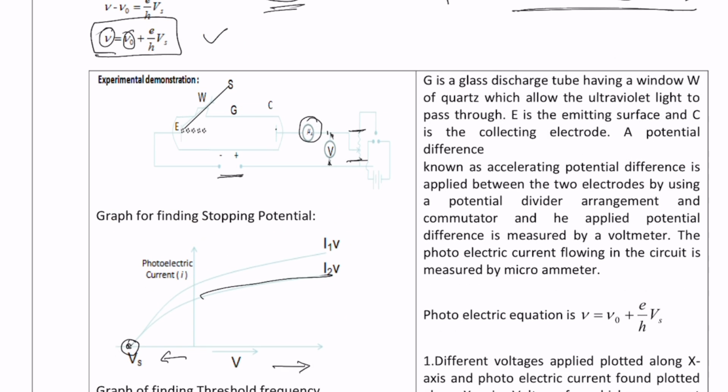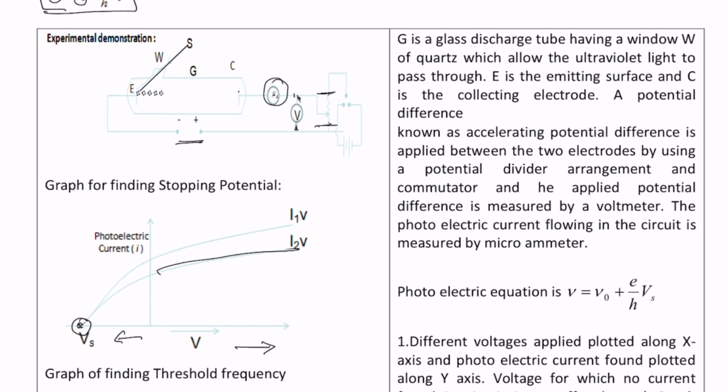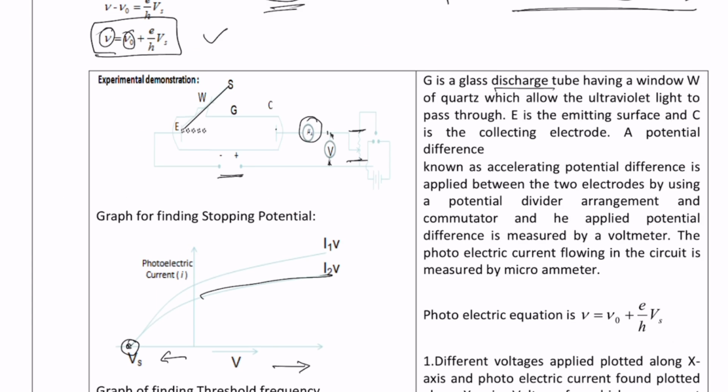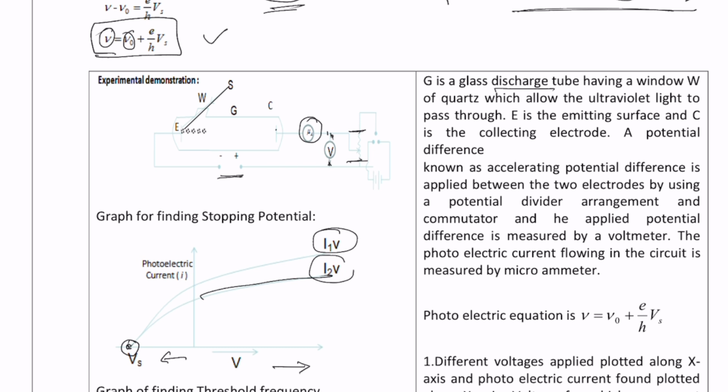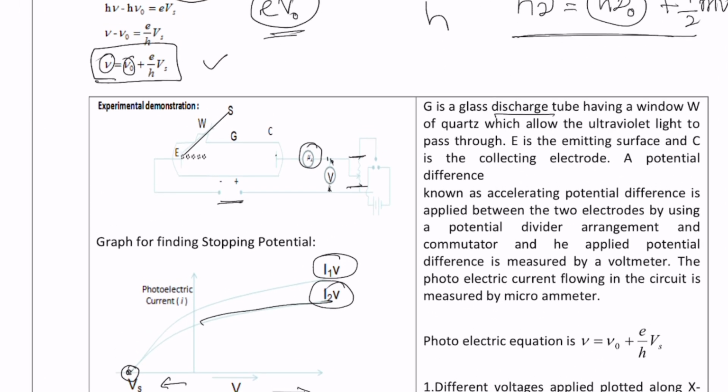So now just go through this entire text. For different intensities, two graphs are plotted. For intensity I1, this is the voltage versus current graph. For intensity I2, this is the voltage versus current graph. Okay. Take the screenshot.